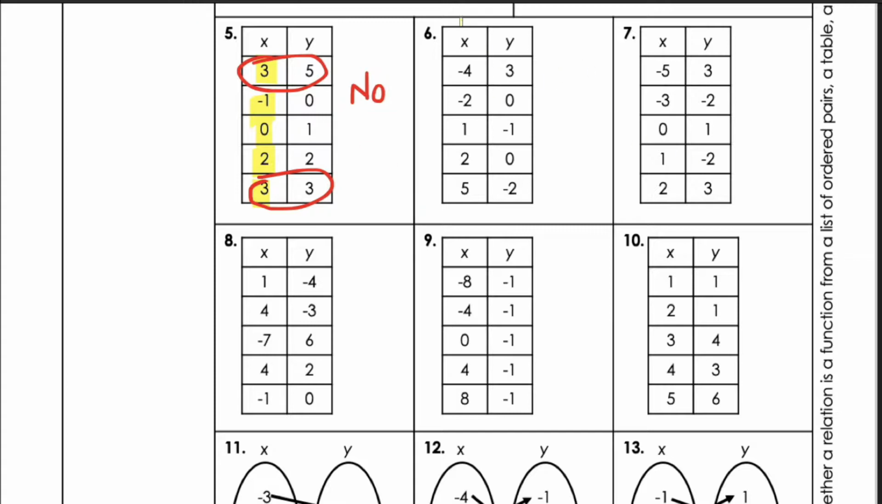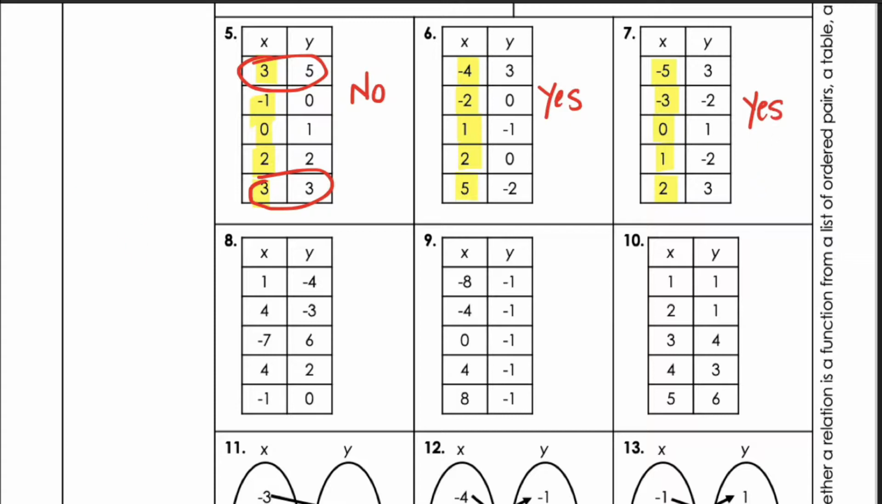Moving on to the next one, if I look at the table and look under the x column here, I have -4, -2, +1, +2, +5. None of these x values are repeating, so we are good. This relation could be called a function. So we would say yes. Example 7 here, again, focusing in on just my x values. I have -5, -3, 0, +1, and +2. None of those repeat. So since none of them repeat, I could say that yes, this would be a function.